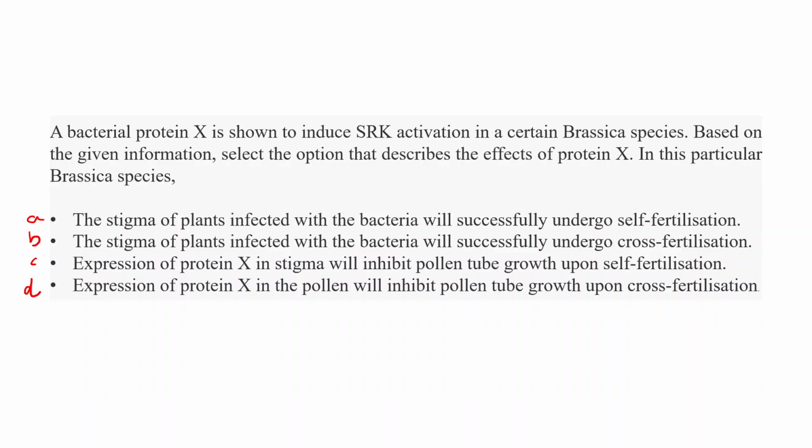So A, the stigma of plants infected with the bacteria will successfully undergo self-fertilization. B, the stigma of plants infected with the bacteria will successfully undergo cross-fertilization. C, expression of protein X in stigma will inhibit pollen tube growth upon self-fertilization. And D, expression of protein X in the pollen will inhibit pollen tube growth upon cross-fertilization. So these are your four options.